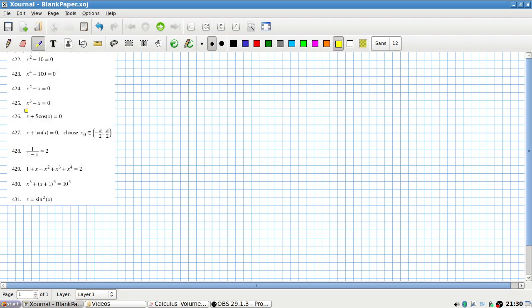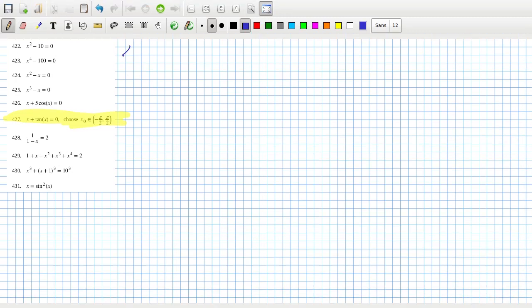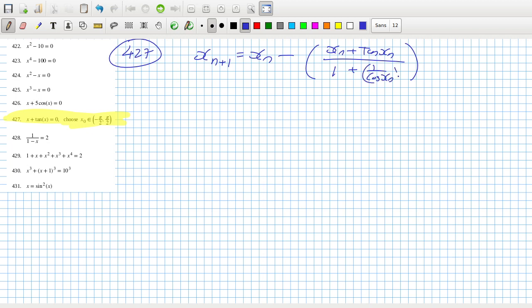So let's have a look at 427. So let's see, xn plus 1 equals xn minus xn plus tan xn over 1, maybe I forgot the 1. 1 plus 1 over cos xn squared. So let's start at 0.5.